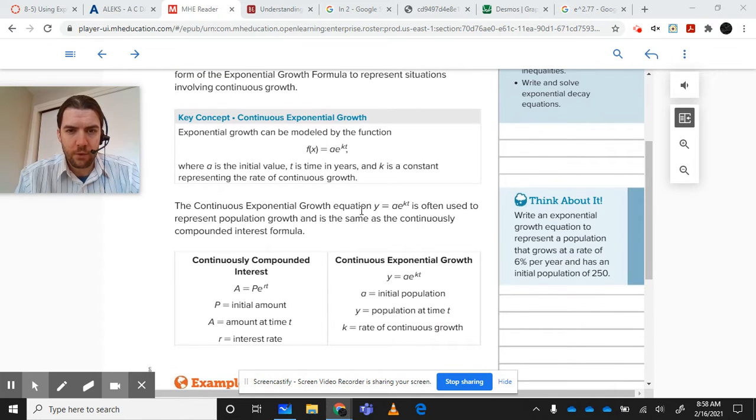The continuous exponential growth equation is often used to represent population growth and is the same as the continuously compounded interest formula. Okay, so they're saying what they're saying there. If you think back to the compound interest formula, if you're continually compounding interest, that is a different situation than if you're just getting interest all at once. So let's say there's a bank that will offer you interest at the end of the year, so you'll get all your interest at once, versus a bank that will continually give you interest in infinitesimally small time periods.